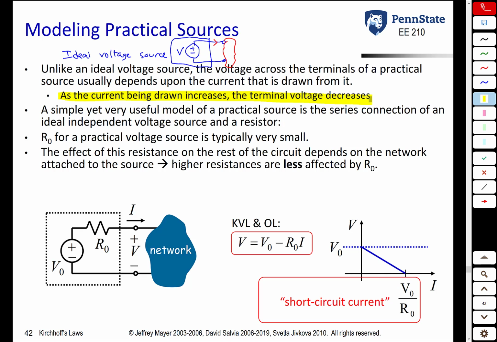We can model this mathematically by taking an ideal voltage source and putting a resistance in series with it. So you take an ideal voltage source and you put a series resistor with it. This series resistance is called a source resistance and is typically very small.